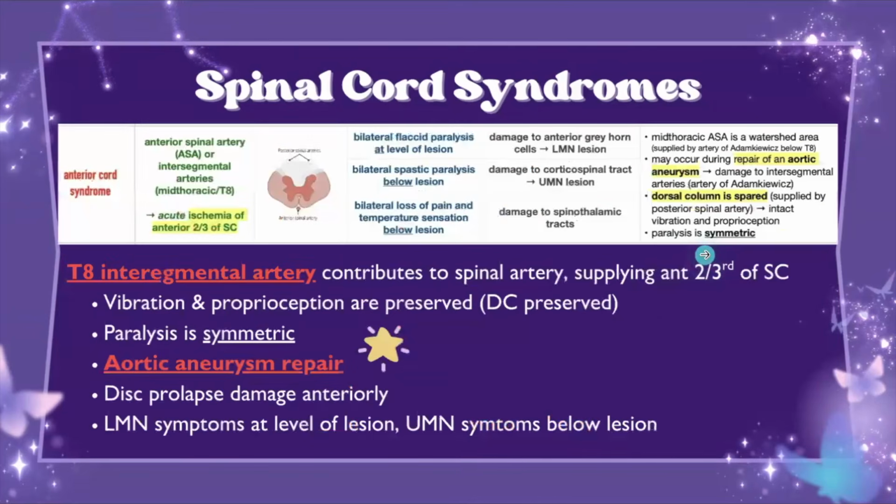Okay. Next, we will be talking about anterior cord syndrome. Remember when I told you guys about the T8 intersegmental artery, or the artery of Adamkiewicz or whatever? When this artery is occluded or damaged, there would be ischemia of the anterior 2/3 of the spinal cord because the T8 intersegmental artery contributes to the spinal artery. And if you guys remember, the spinal artery would supply the anterior 2/3 of the spinal cord.